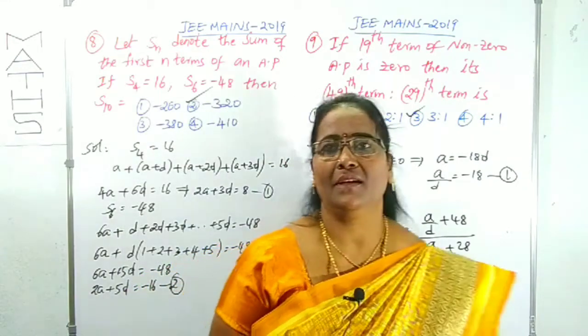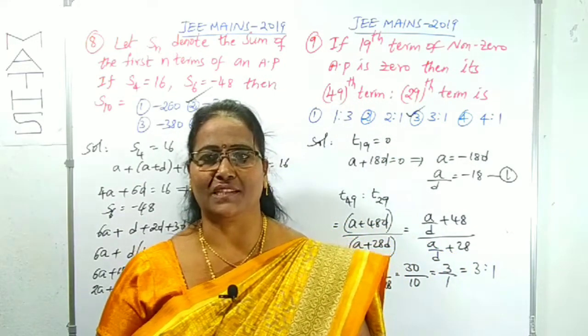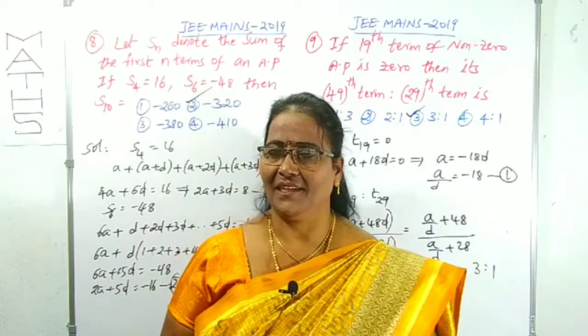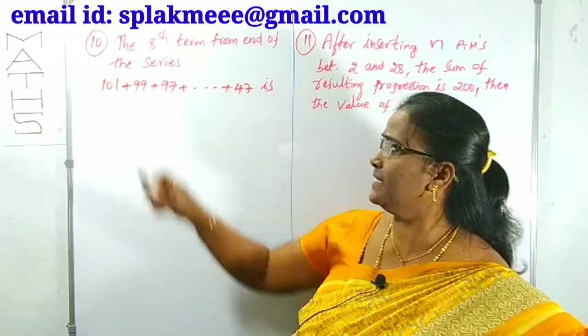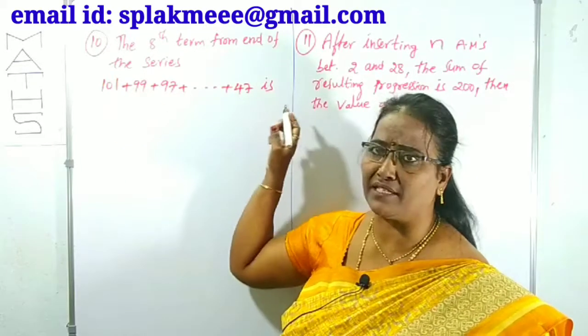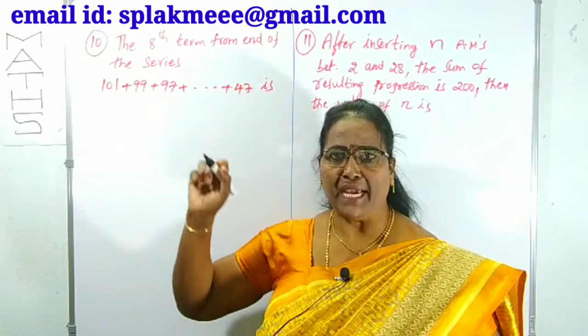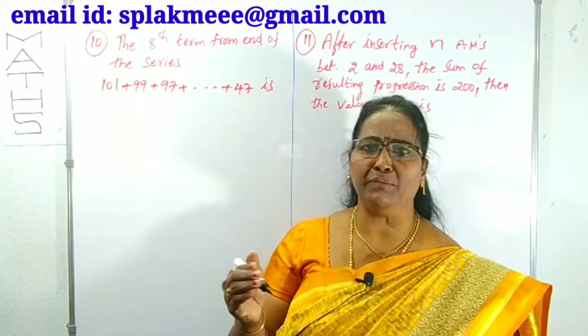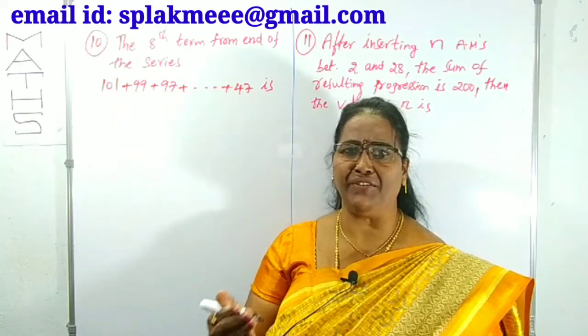So very simple. You just have to concentrate on what is the given data. That's it. Clear? What is question number 10? The 8th term from the end of the series. One of the series is given, and it is asking for the 8th term from the end. You know, from the beginning T8 is a plus 70, we can take.